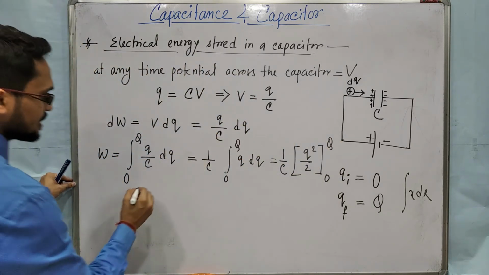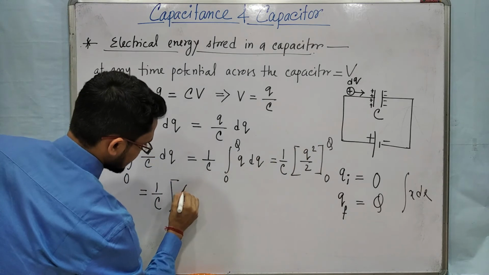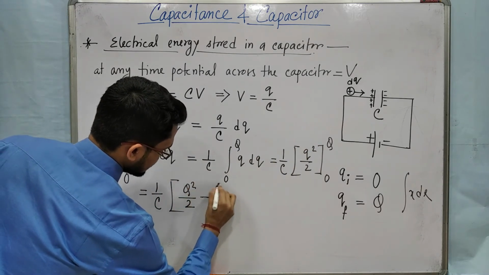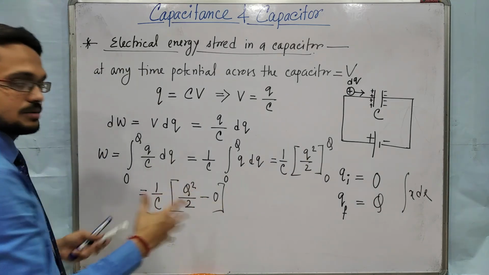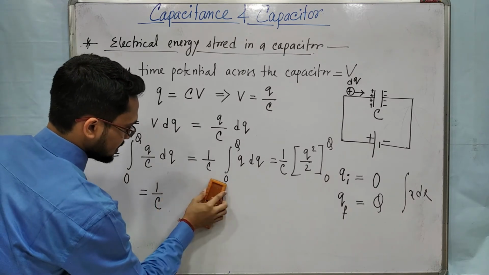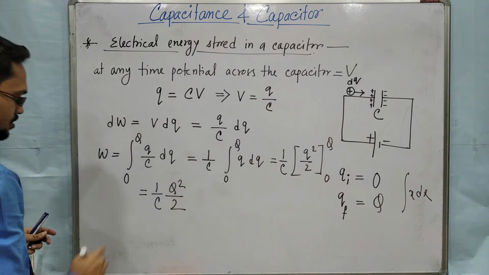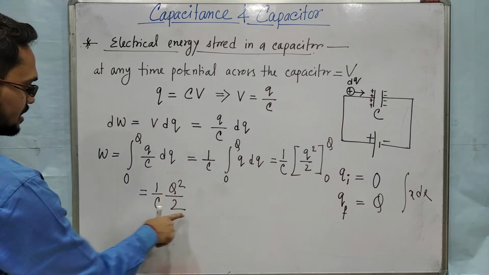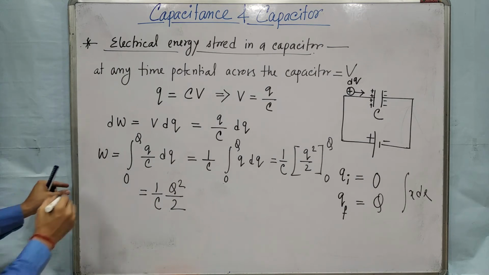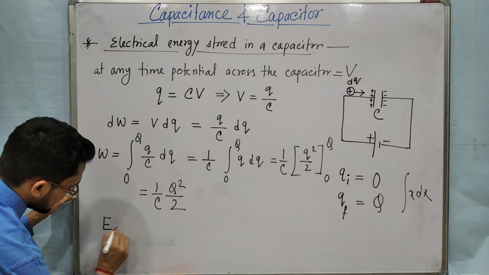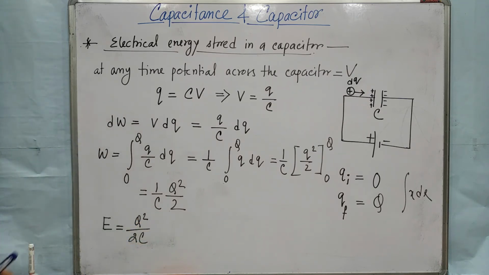Now put first the upper limit, then minus lower limit. Upper limit is capital Q, so Q square by 2 minus 0. 0 square by 2 is 0. So Q square by 2 minus 0 will be Q square by 2. So this work done, this value Q square by 2C, will be stored inside this capacitor as electrical energy. So electrical energy E stored in the capacitor will be Q square by 2C.